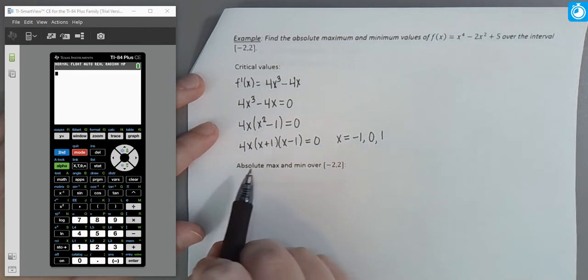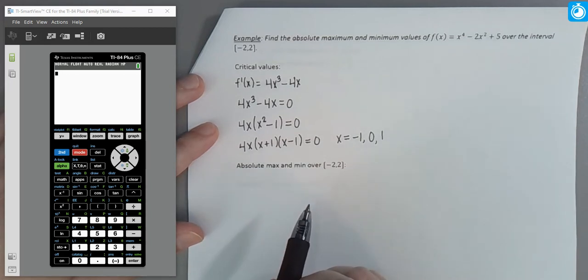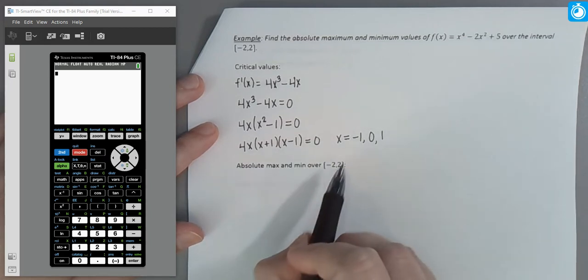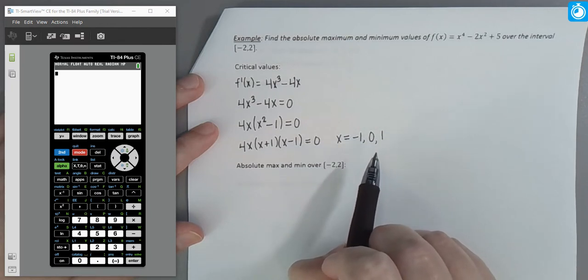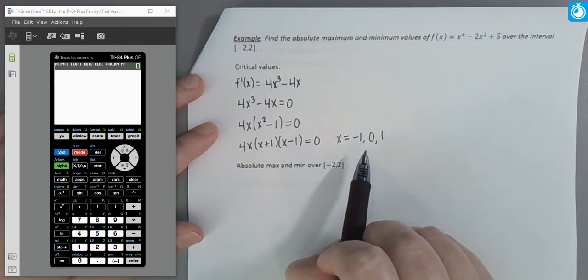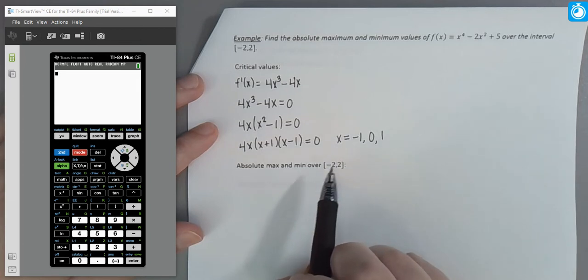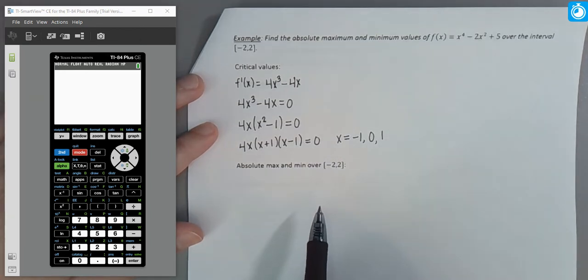Now, in order to find the absolute maximum and minimum values over our interval, we need to determine what's the y value associated with each of these critical values, which one's highest, which one's lowest, but also we have to check the y values at our endpoints, because our endpoints also represent locations where we could peak or where we could hit the minimum value.